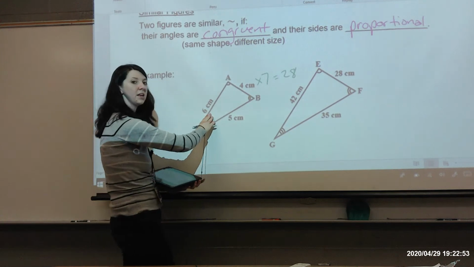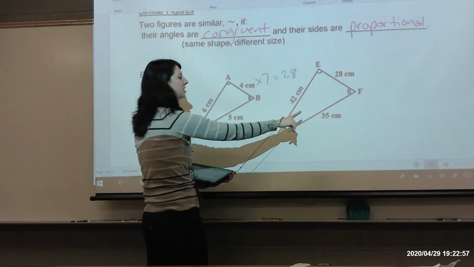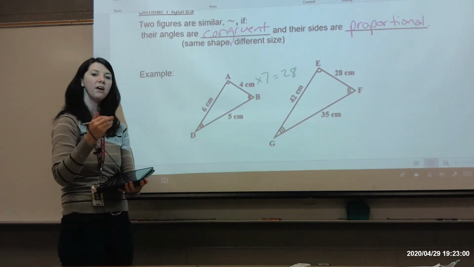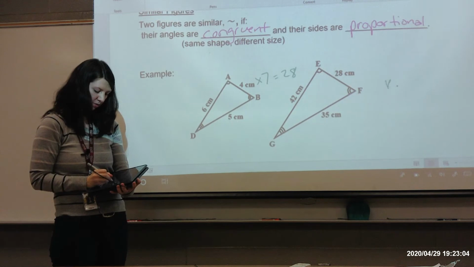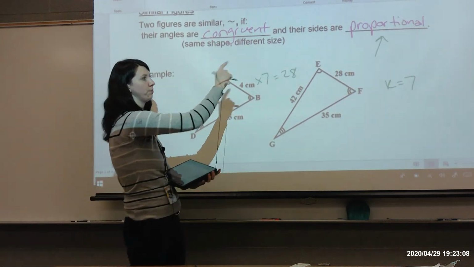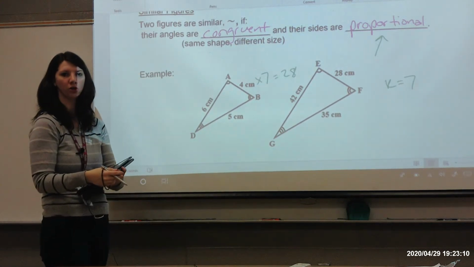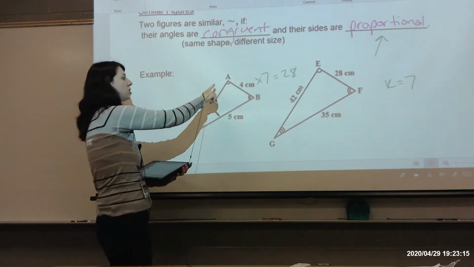6 times 7 is 42. 5 times 7 is 35. So every single side was multiplied by the same number, which means that we have the same scale factor of 7, which makes our sides proportional. Okay, that's what it means to be proportional. Everything was multiplied by the same thing. Now remember though, it doesn't change your angles.